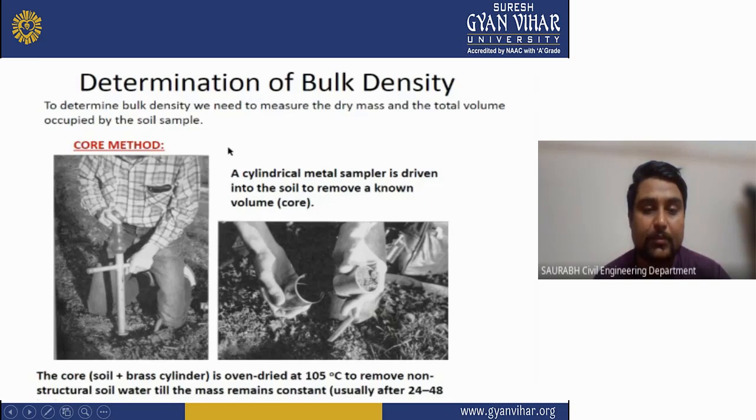First one is the core cutter method. As you can see here, this is your core cutter method, and a cylindrical metal sampler is driven into the soil and removed, known as the volume core. As you can see here, they have to put it on the soil and then take it out. Then they take the soil sample. The core, which includes soil plus brass cylinder, is oven dried at 105 degrees Celsius to remove non-structural soil water till the mass remains constant, usually after 24 to 48 hours.